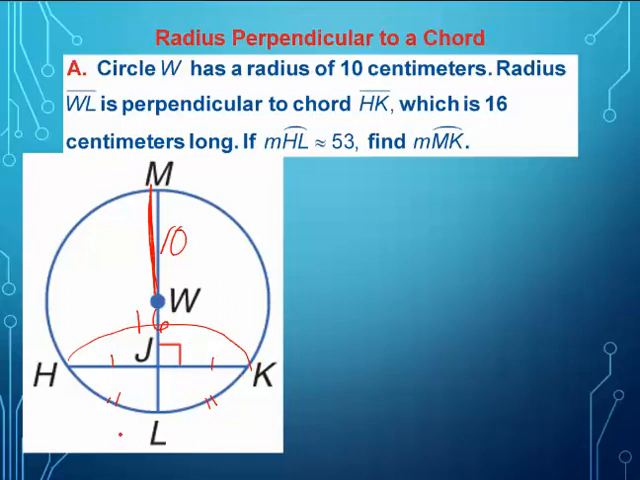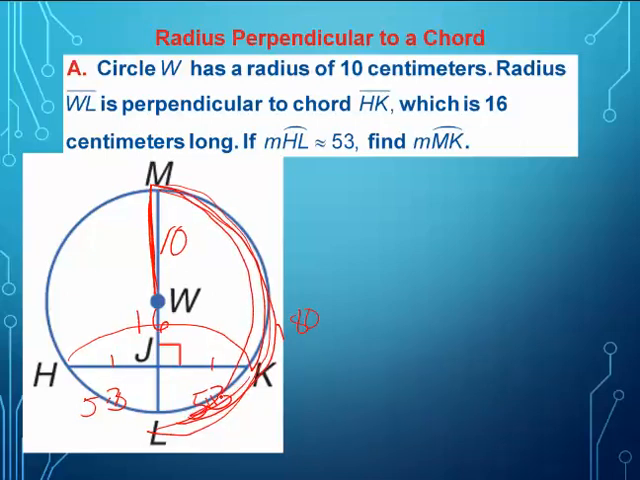If HL is 53, find the measure of arc MK. Okay. Well, if this is 53, I know this is 53. If ML is a diameter, I know that from M all the way through K to L, this whole distance here is a semicircle, which is 180. Well, if this part is 53, how am I going to find this other part over here? I'm just going to subtract. And I get 127.